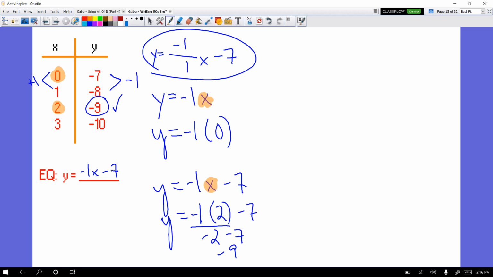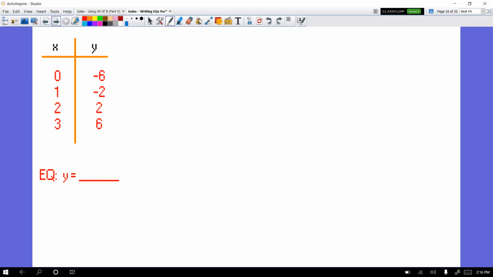You should be able to, regardless of what you come up with, pick any x value from the table and put it into the equation that you're giving me, and it comes out with these y values. You'll know if you're giving me the wrong answer. Negative 6 to negative 2 is plus 4, plus 1, so that's 4 over 1, which is just y equals 4x.